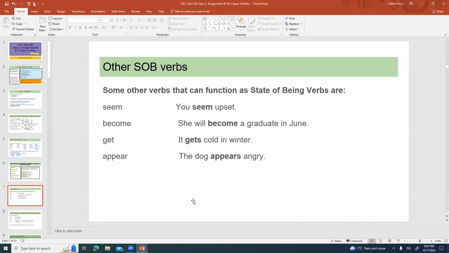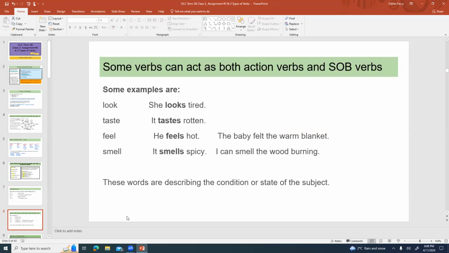Other state of being verbs are things like seem, become, get, appear. If they're more describing something rather than describing an action, they're functioning as a state of being verb. It's only important to know if sometimes you're looking through a sentence and trying to see if you've got a verb in there. Those ones can be a little bit tricky. Some verbs can act as both action verbs and state of being verbs. Things like look: she looks tired, or she looks across the street. Different. It tastes rotten. She tastes the new soup. He feels hot. He feels love for music. Smell: it smells spicy. I can smell the wood burning. So one is more describing things and one is clearly expressing an action.